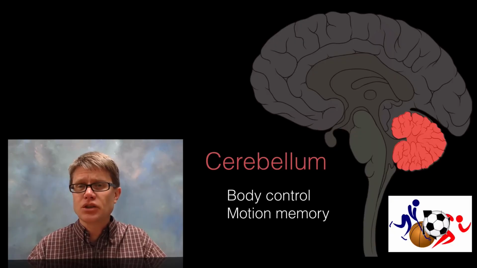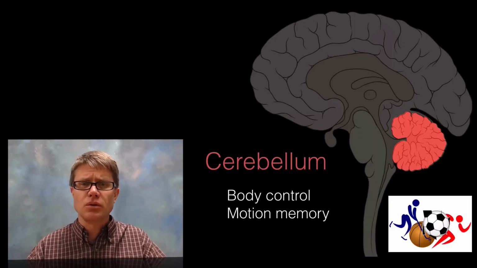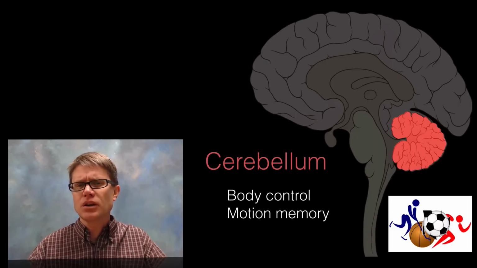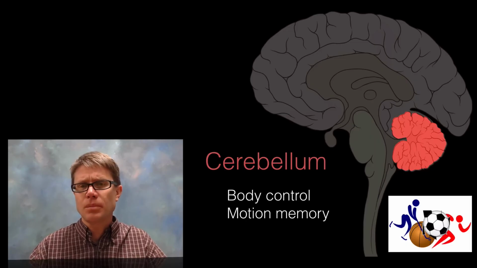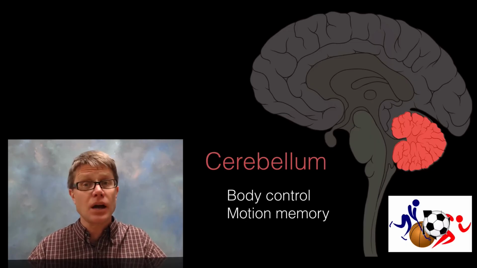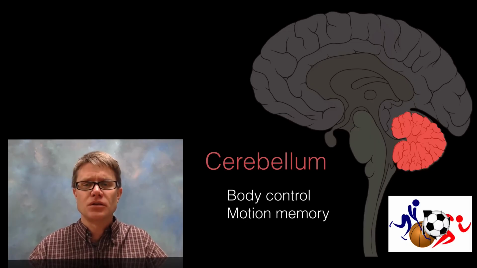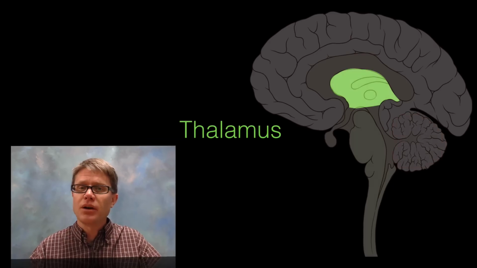The cerebellum, and the function of that is motor control. So as you do sports, for example, it's the cerebellum that's giving you that coordination. And it also gives you motor memory. So as you learn to ride a bicycle and you remember how to ride a bicycle, that's going to be thanks to your cerebellum. If we keep moving up, we now have the thalamus.